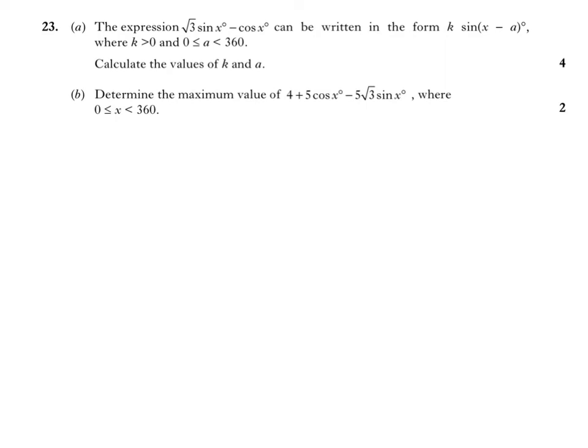Section 6, question 2. That's a non-calculator question. The expression root 3 sin x minus cos x can be written in the form k sin(x minus a). Calculate the values of k and a, and then there's part b. So I'm going to first of all tackle part a.